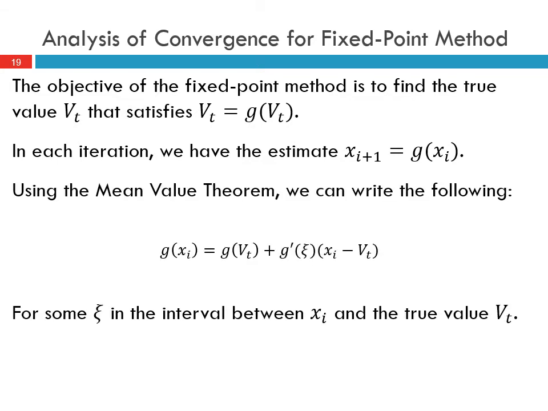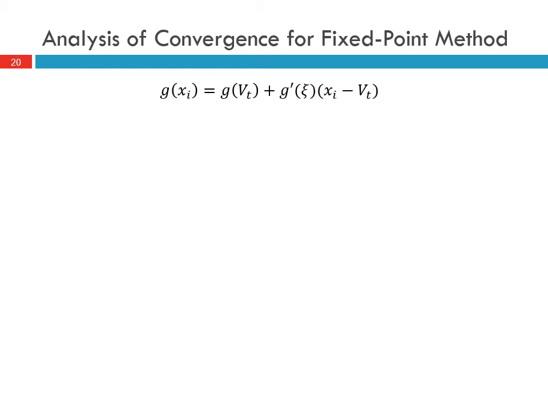So using the mean value theorem, we can write what's shown here. We can say that g of xi is equal to g of vt plus the derivative of g evaluated at some c times (xi minus vt), for some c in the interval between xi and the true value vt. If you go back to the mean value theorem, you can see where this comes from. Okay, so we've got this expression for g of x in terms of g of vt, as well as the derivative at c.